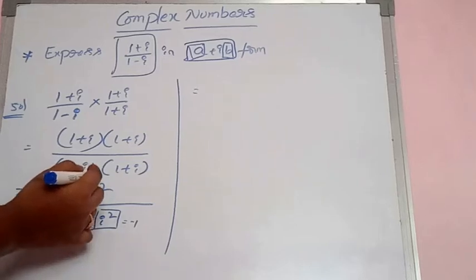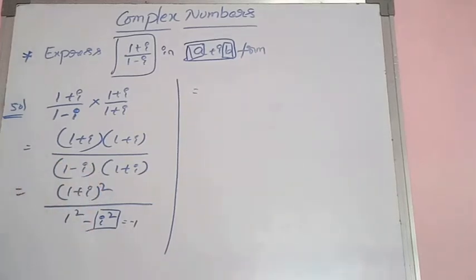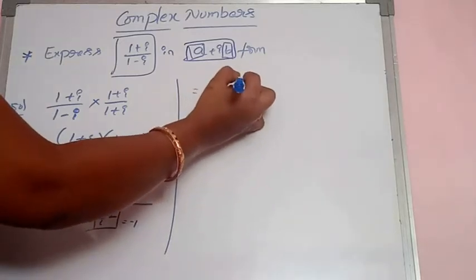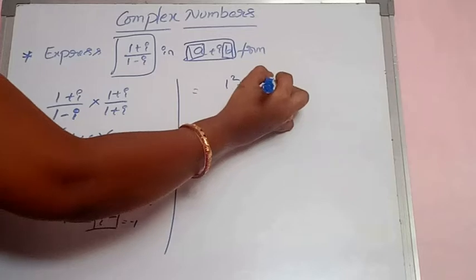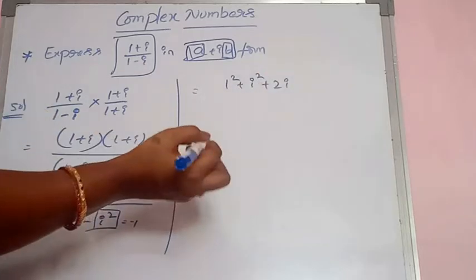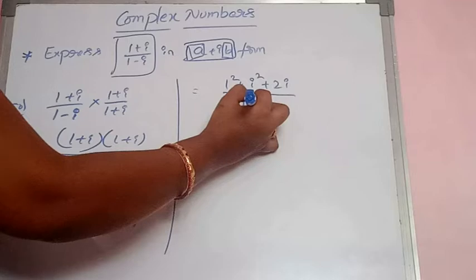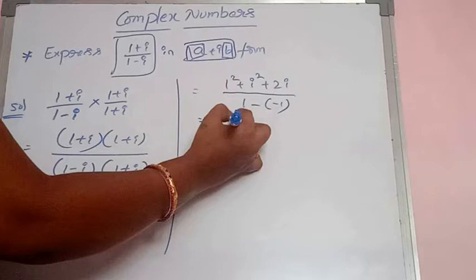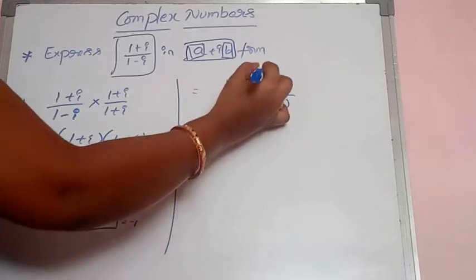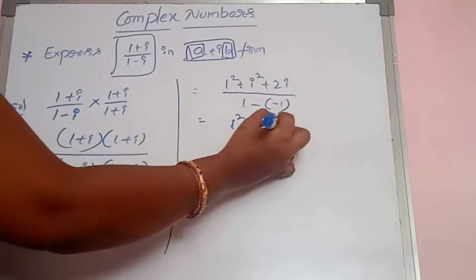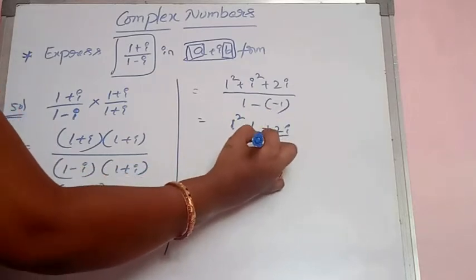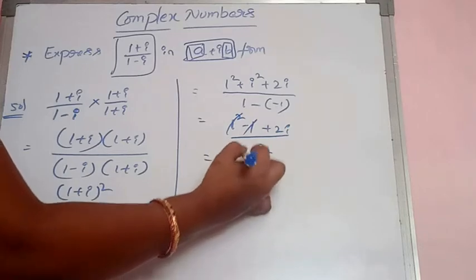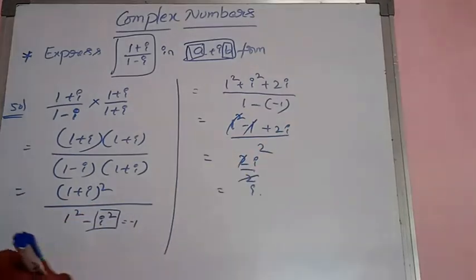Here (1 plus i) whole square is the a plus b whole square formula, so we apply it. That means 1 square plus i square plus 2ab, that means 2 into 1 into i, 2i, by 1 minus of minus 1. Here i square means minus 1. So 1 square plus i square means minus 1, plus 2i, by 1 plus 1, that is 2. The 1 and minus 1 cancel, 2i by 2, the 2s cancel, so i is there.